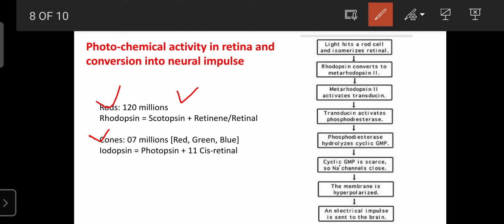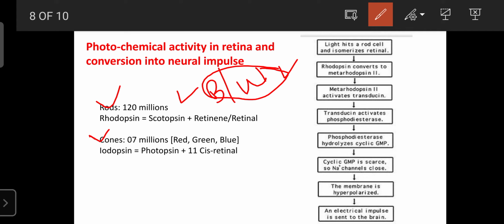The rods are mainly helpful for the regulation of black and white image vision. Due to the presence of the 120 million rods, we can see white and black images. If there is any problem in the rods, we cannot see black and white images. These rods are special cells present in the retina, and they are helpful for the regulation of black and white images.